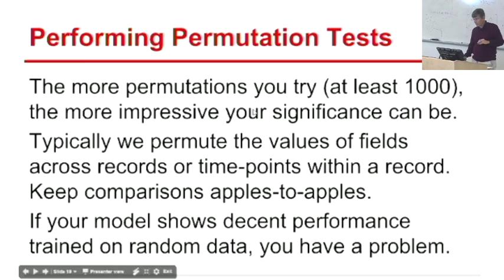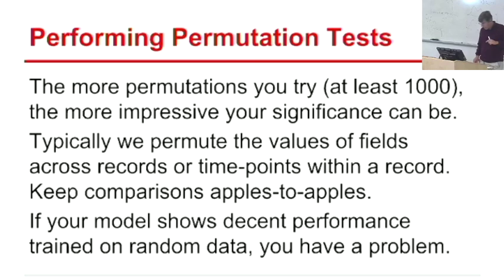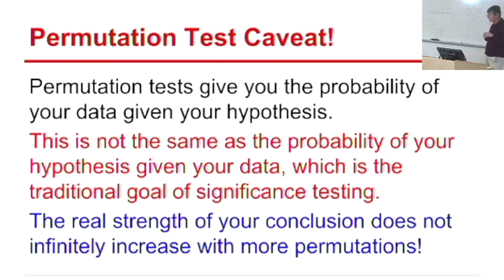Now, one phenomenon that often occurs is that sometimes when you do an experiment like this, you train models on random data and it does very well. If so, that's usually a sign you've got a problem. If you're getting good results from your model, and then you train it on random data and get an equally good model, that's a sign that you've got a problem. Any questions? So I like permutation tests because I can see them and understand what's going on.